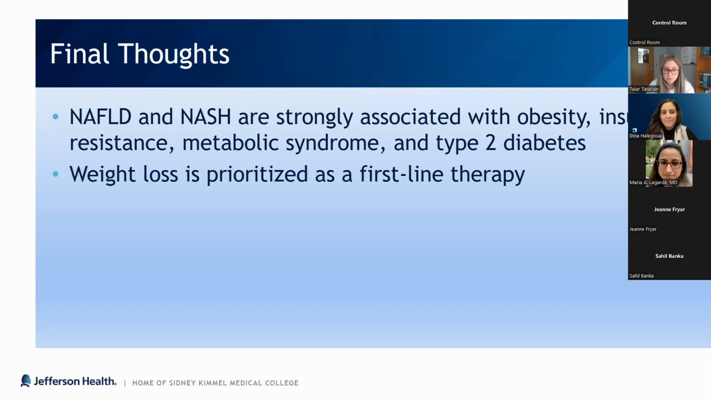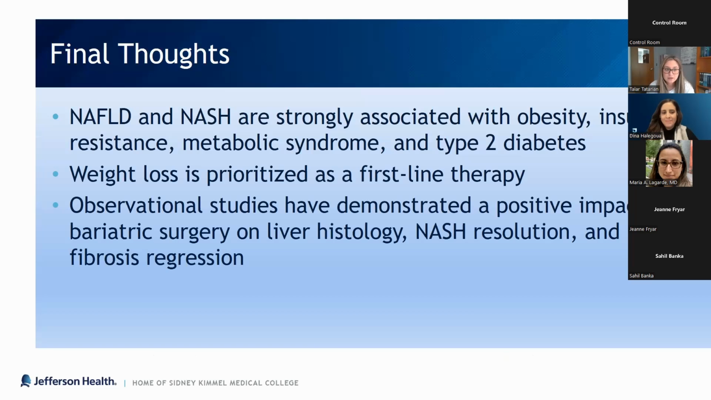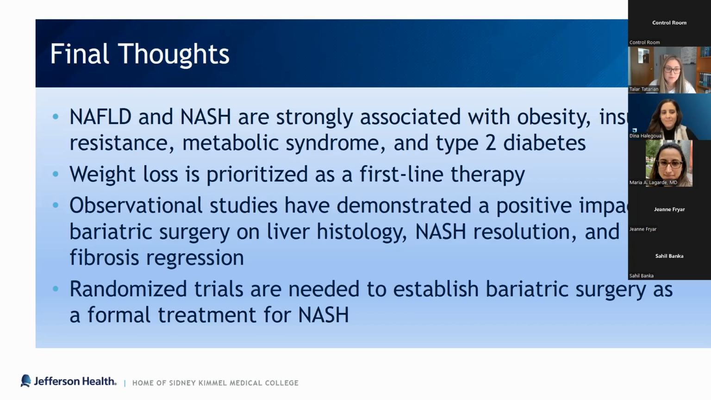Weight loss is still prioritized as a first-line therapy, okay? But bariatric surgery has shown in observational studies, at least, that it does have a positive impact on liver NASH resolution, and then reversal of that fibrosis. Okay. But really, randomized trials are needed before this can start to be established as a formal treatment for NASH.